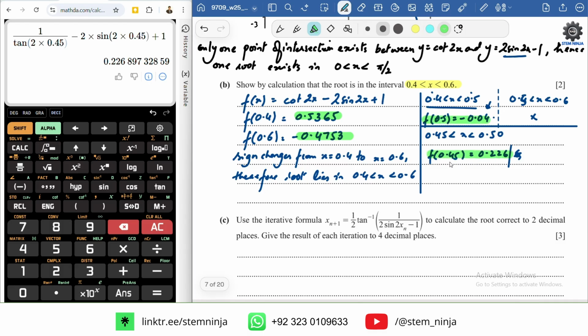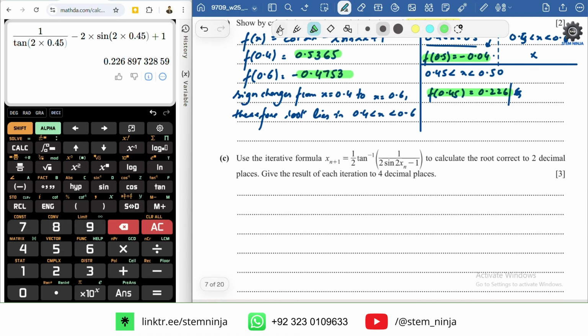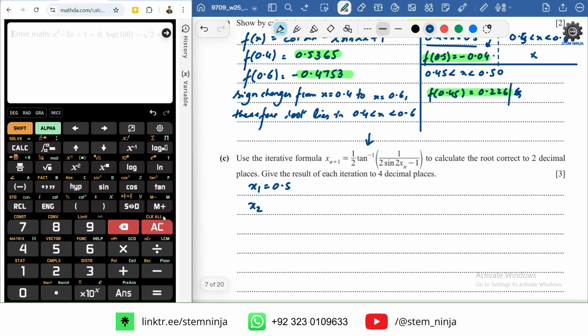So that means now we have a better range, or slightly better values to start with. Either you can start with 0.5 or you can start with 0.45. You can even bisect this range further. However, I think it's fine that we start with either 0.5 or 0.45, because we have narrowed the search a little bit. So for example, we start with 0.5. Okay, so x2. Now we need to use this formula basically.